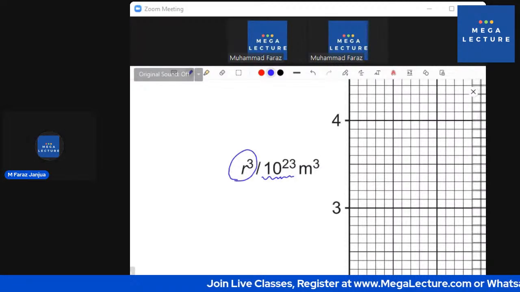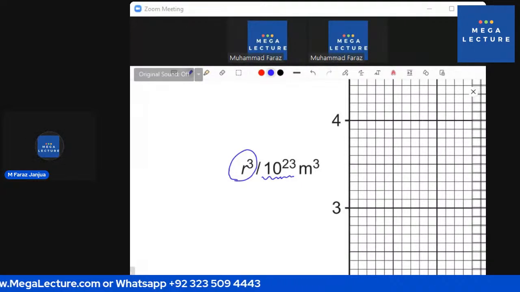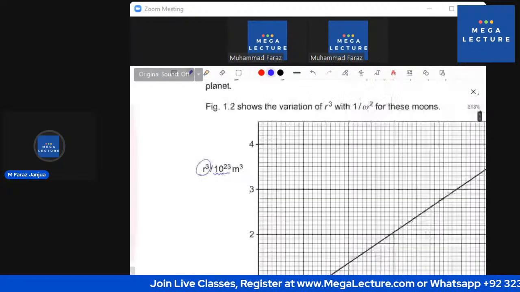So any number has this prefix with it. And on the x-axis we have 1 over omega square, which also has 10 to the power 7 as a prefix. Now, show that the mass M of the planet is given by the expression M equals gradient over G.